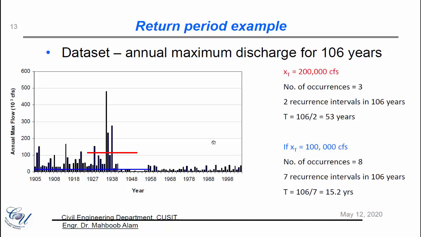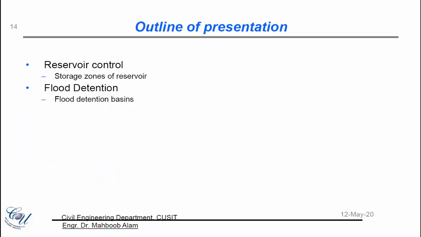It doesn't work like that. You have to calculate all those things and see what the return period is. So basically we calculate the return periods, and based on that we try to design our control structure. Usually we have the storage reservoir control.